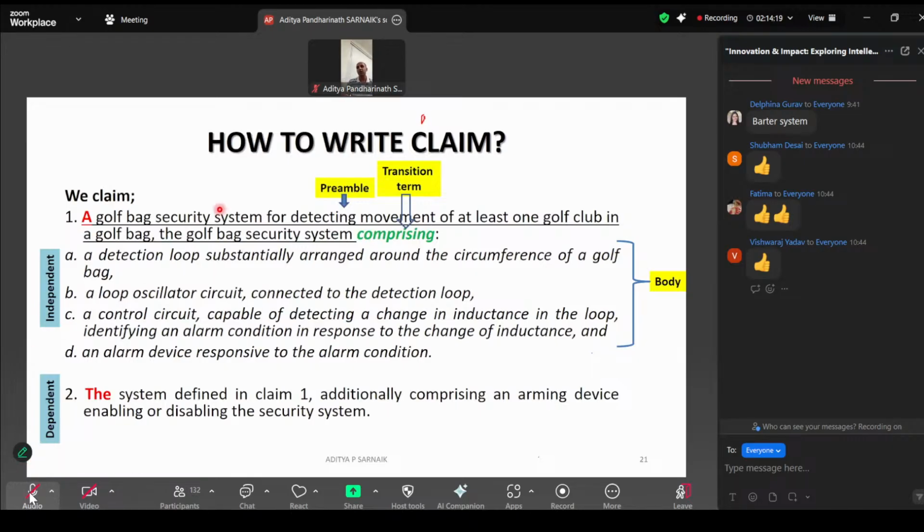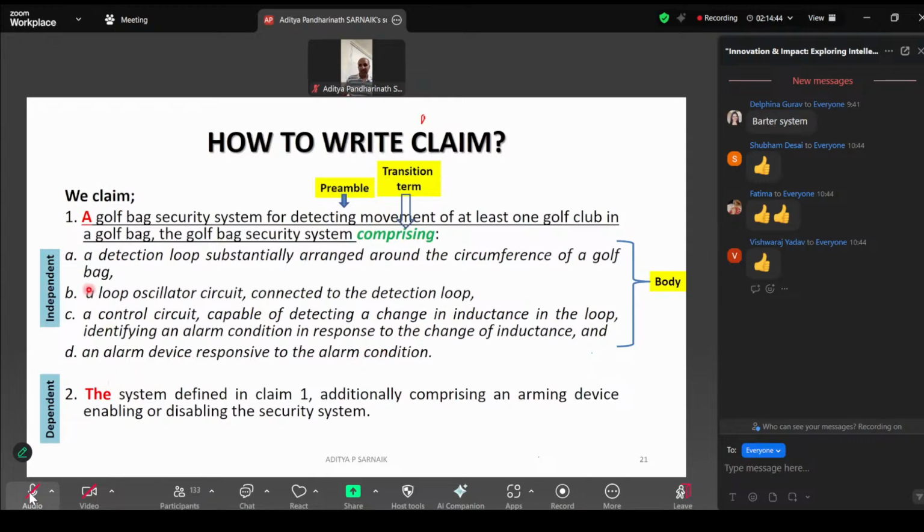So the first part of the patent is a preamble and then the transition term. The transition term can be open-ended or close-ended, and that is very important because if you are using close-ended terms, you are restricting your patent. If you are using open-ended terms, then your patent scope increases. And then comes the body of the patent. So this first claim is an independent claim. It is not dependent on anything.